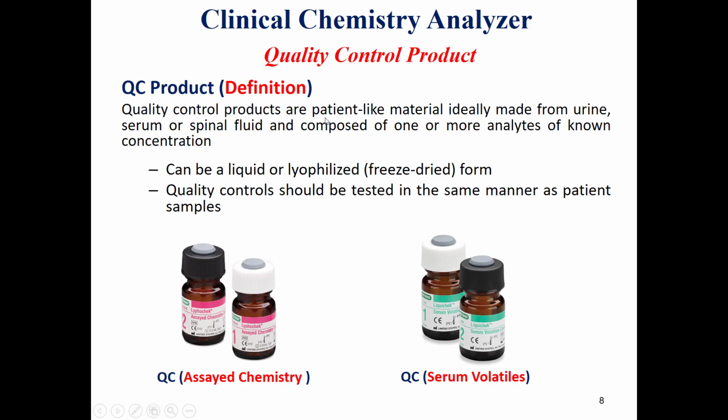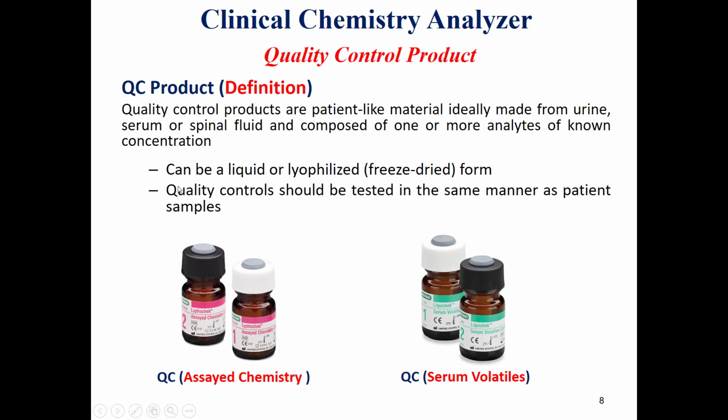Quality control products are patient-like material, ideally made from urine, serum, or spinal fluid, and composed of one or more analytes of a known concentration. So we know the concentration of the analytes inside this patient-like material or quality control product, and we run this in order to evaluate the performance of the analyzer and if the patient results are reliable.